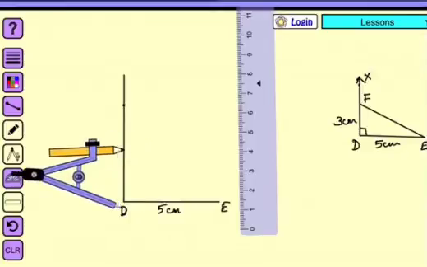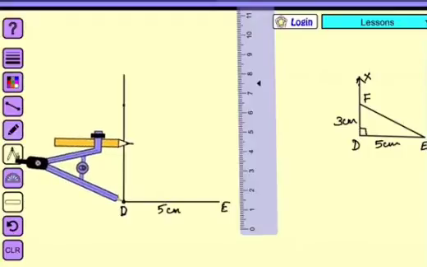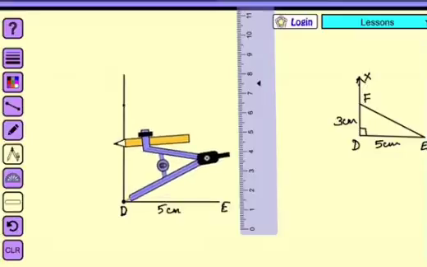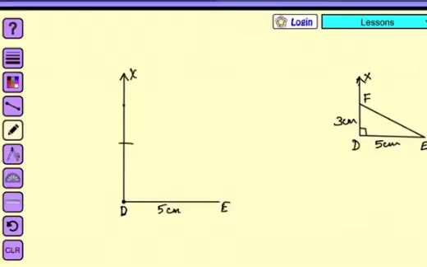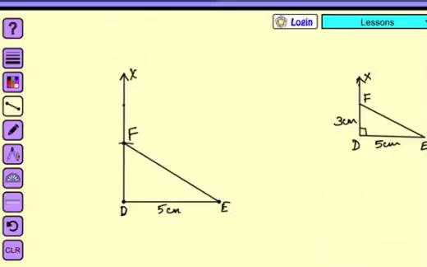And at D, with 3 centimeters radius, we'll draw an arc. Now this arc would cut DX at the point. We'll name this as F. Now we'll have to join F and E. Now we have joined FE. Hence triangle DEF is constructed.